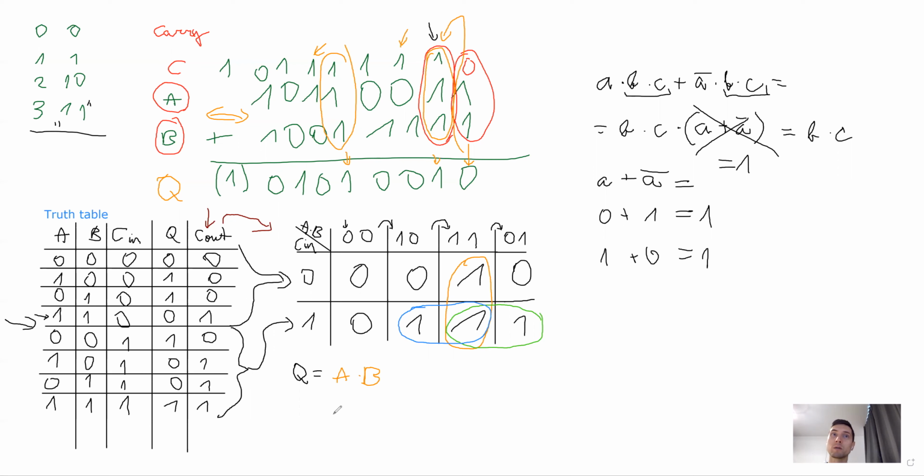We would have written, without unification, A times B times carry in for this bottom one, plus A times B times carry in inverted for the top one. But as you can see, A times B is the same. Carry in here is not inverted, here is inverted. We would have taken it in front, canceled it out, and we would have gotten A times B anyway.